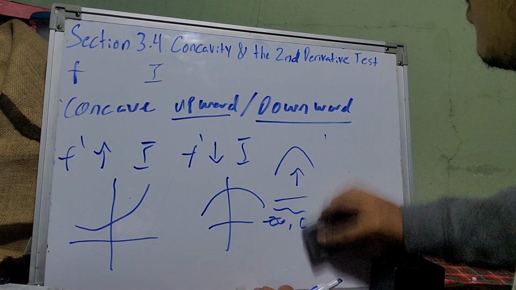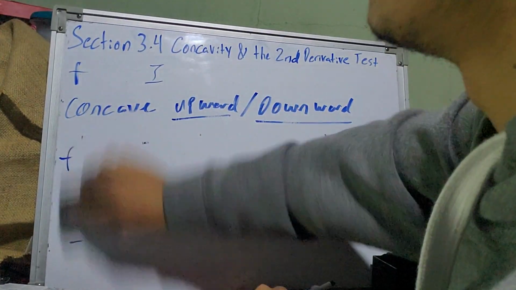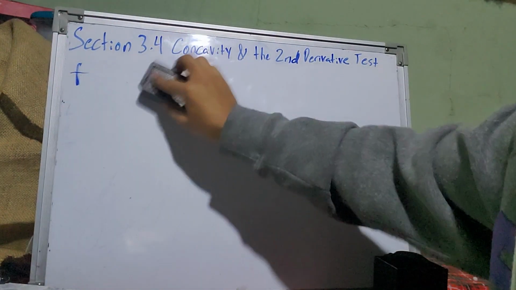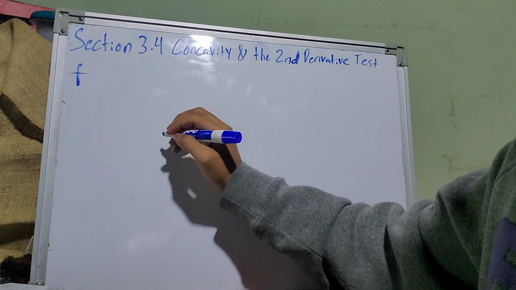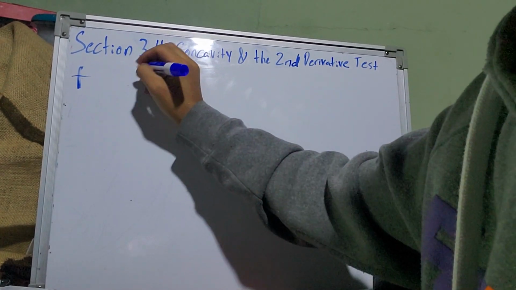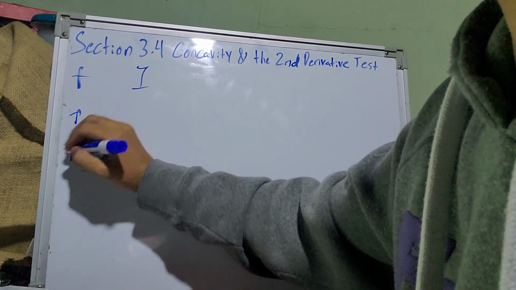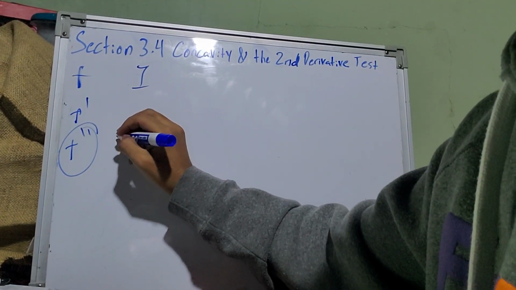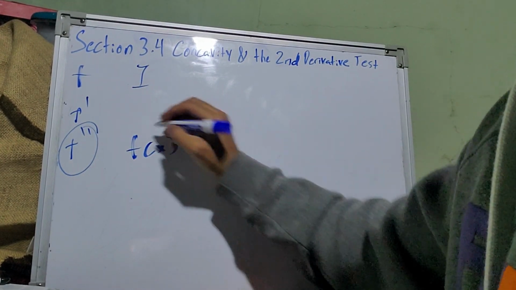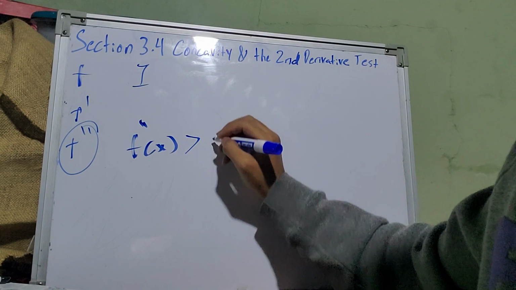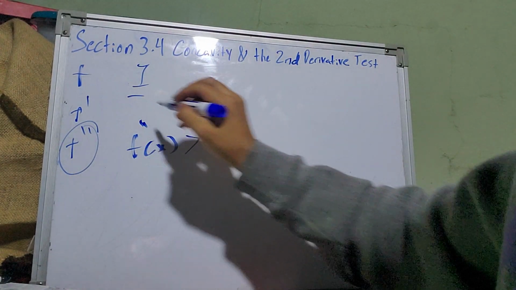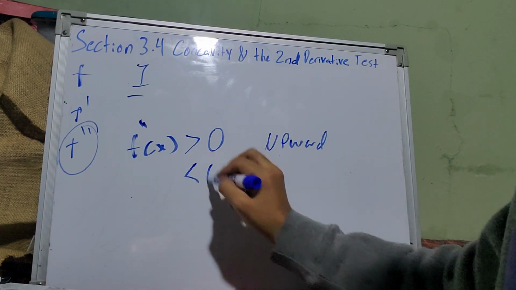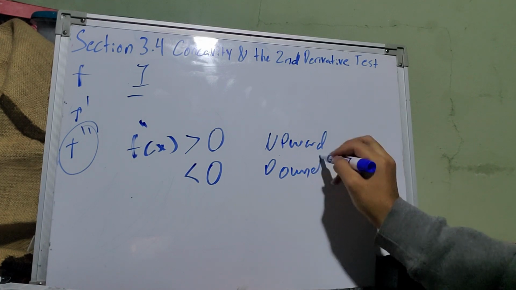In order to test for concavity in a function, whether it's up or down, without using a graph, we have to determine the x values on the open interval I for the second derivative of the function. For all values of the second derivative f double prime of x that are greater than 0 in the interval, the graph would be concave upward. And for all those that are less than 0, it would be concave downward.